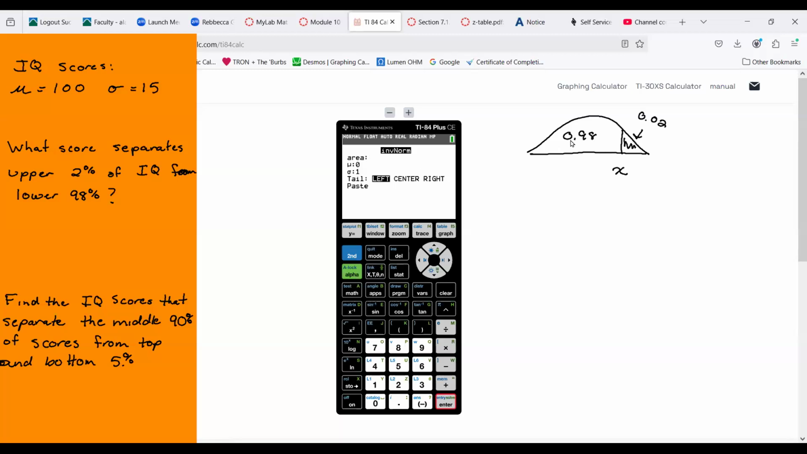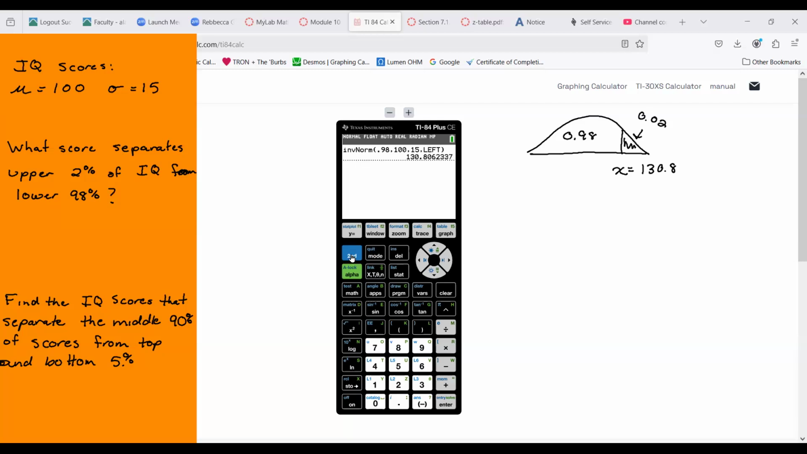So that area to the left of the score is the 0.98. I have a mean IQ of 100 and a standard deviation of 15. Like I said, I'm going to keep it left tail for now. And we're going to get that X is roughly 130.8. So that IQ is going to be about what we had last time, 130.8.